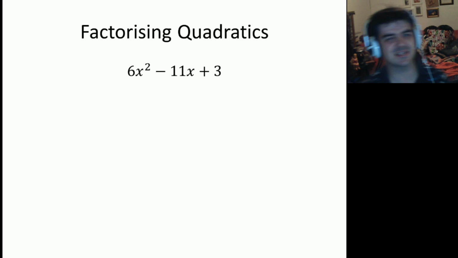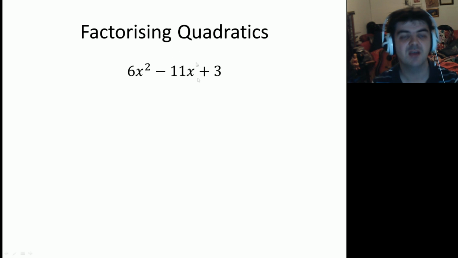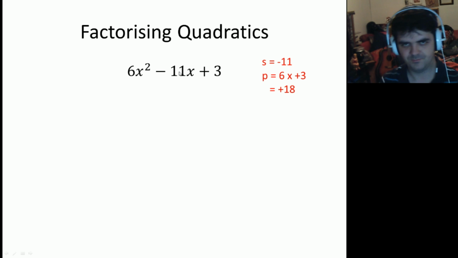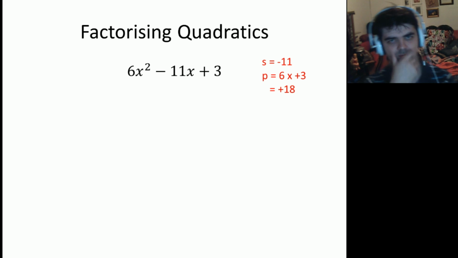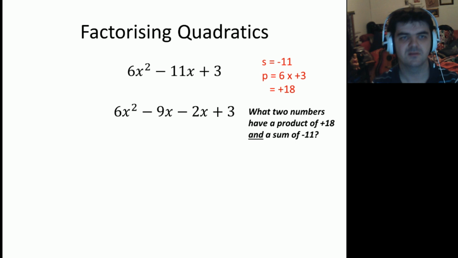6x squared minus 11x plus 3. Two numbers that multiply together to give you 3. Or no, sorry, that add together to give you minus 11. And that multiply together to give you not 3, but 6 times 3, which is 18. Think. You got it? 9 and 2. So minus 9 and minus 2.